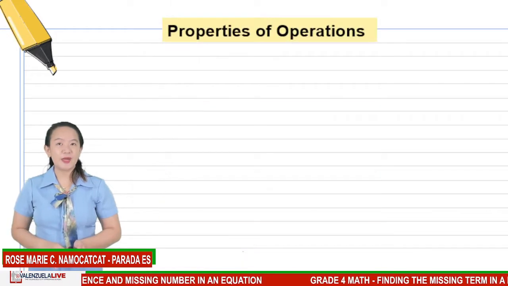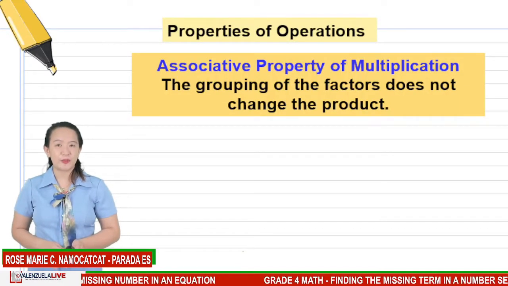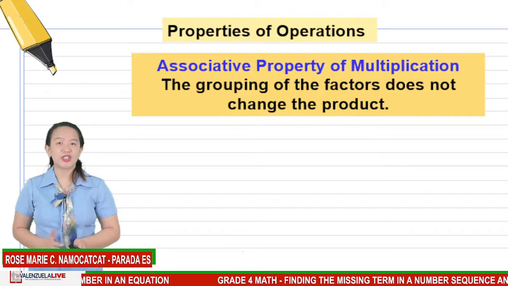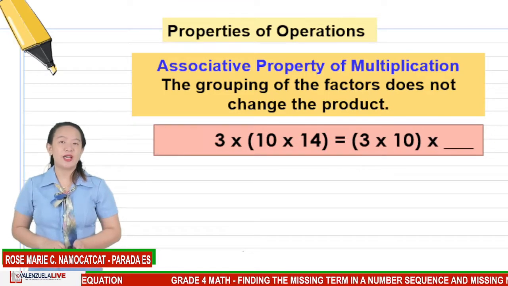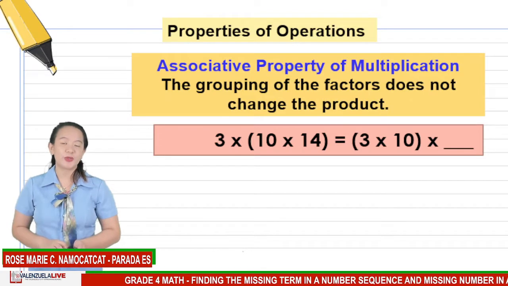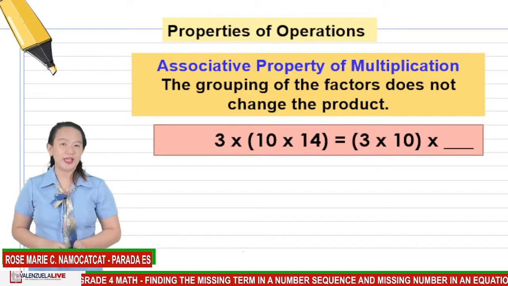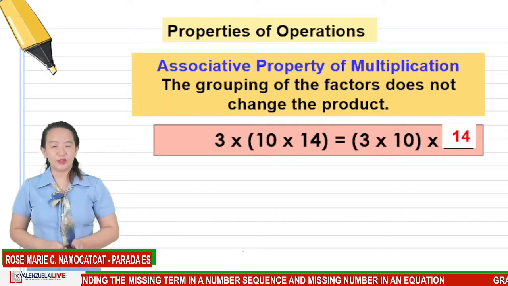Okay, the next property that we have is the associative property of multiplication. It states that the grouping of the factors does not change the product. So 3 times the open parenthesis of 10 times 14 close parenthesis is equal to open parenthesis 3 times 10 close parenthesis times what will be the number there? Should be 14. Very good.